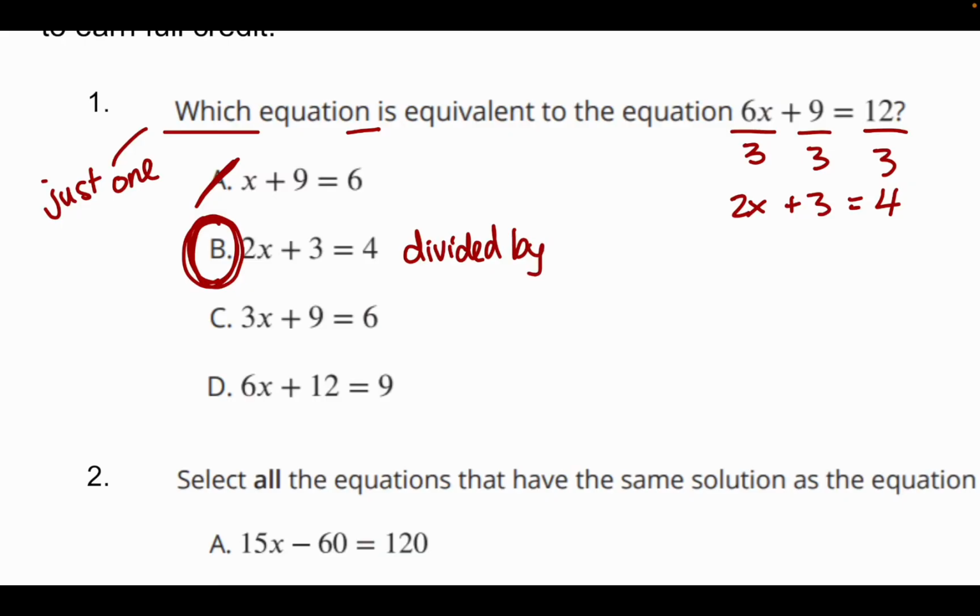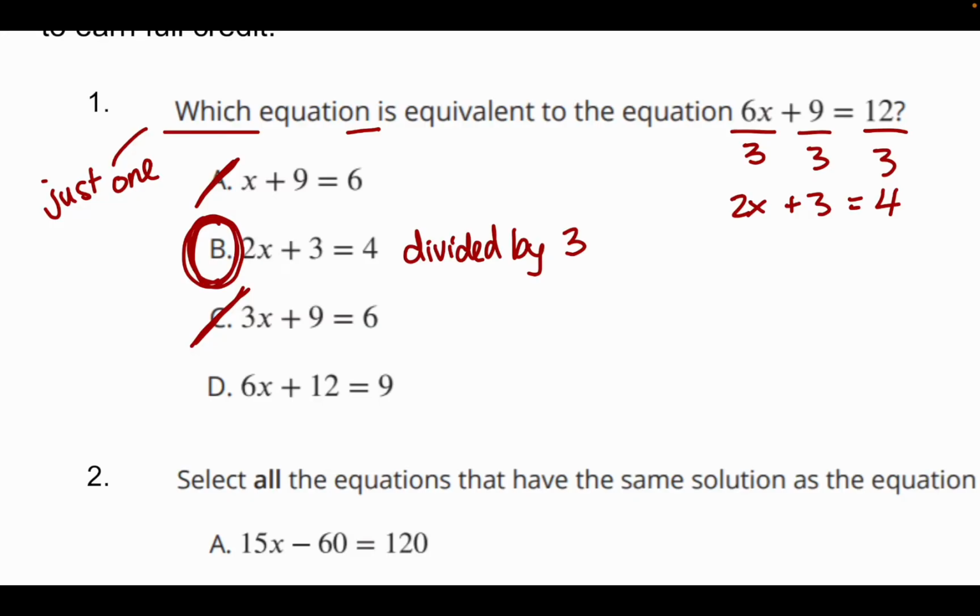divided by 3. But just for you all, I'm going to go through and we can look at the rest of these and see why they're not true. So C here, this looks like what they attempted to do was divide everything by 2, but you can't divide 9 by 2. Well, you can have 9 over 2, but they just divided these two terms by 2, and that's not everything, so it's not going to be equivalent.